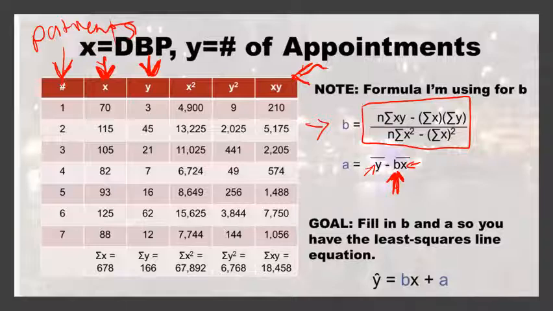Okay, so the goal of finding your least squares equation is that you're trying to find your B and your A so that you can plug them back into this equation.